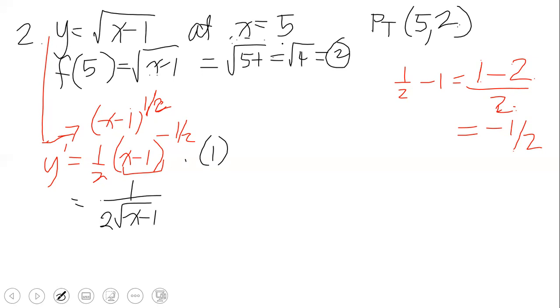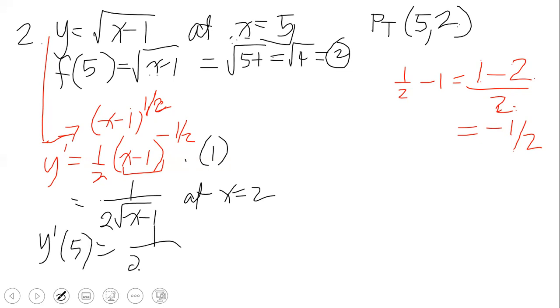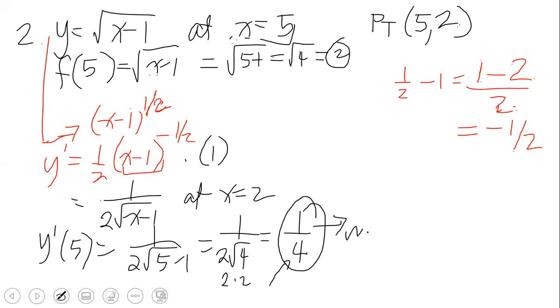So let's substitute the value at x equal to 5. Y prime of 5 is equivalent to 1 over 2 square root of 5 minus 1, which is equivalent to 1 over 2 square root of 4. Simplifying, that will be 1 over 4, since square root of 4 is 2, and 2 times 2 is 4. So that will be the slope of your tangent line.